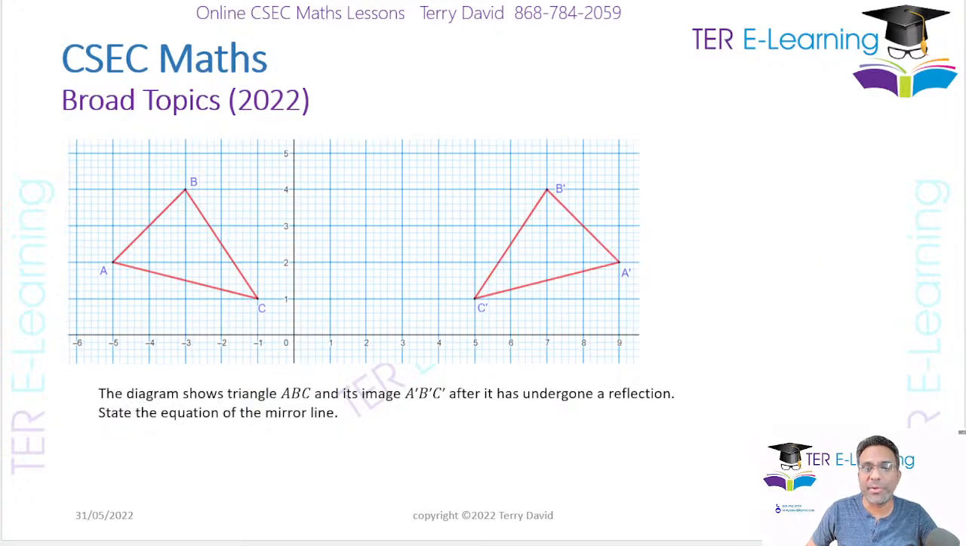Here's what I want from you all. I have 2 triangles here, right? And the A prime, B prime, C prime, it's a reflection of the triangle on the left. The question is, state the equation of the mirror line. Look at the diagram. What is the equation of the mirror line? Let me see if you all can get this one.